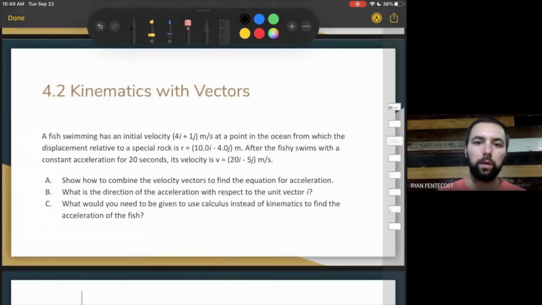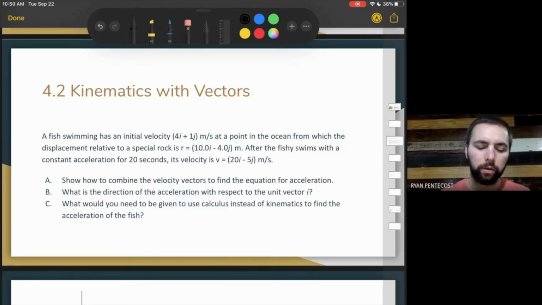All right, next we have kinematics with vectors. Okay. So first we have a fish swimming that has an initial velocity of 4i plus 1j meters per second at a point in the ocean from which the displacement relative to a special rock is r equals 10i minus 4j meters. After the fish swims with a constant acceleration for 20 seconds, its velocity is now 20i minus 5j meters per second. So we have this information. We are going to solve A, B, and C.